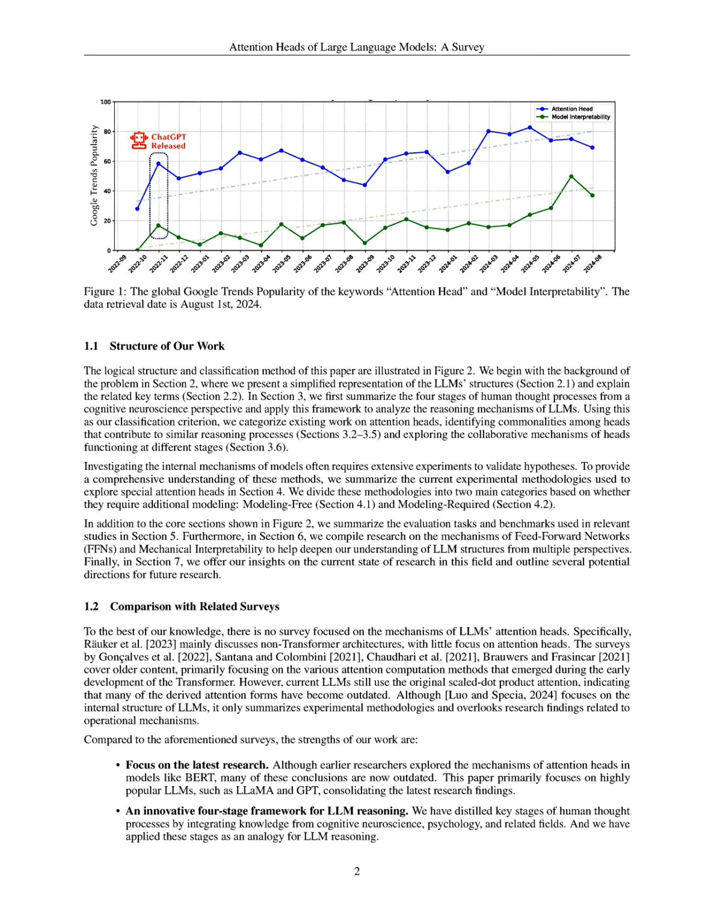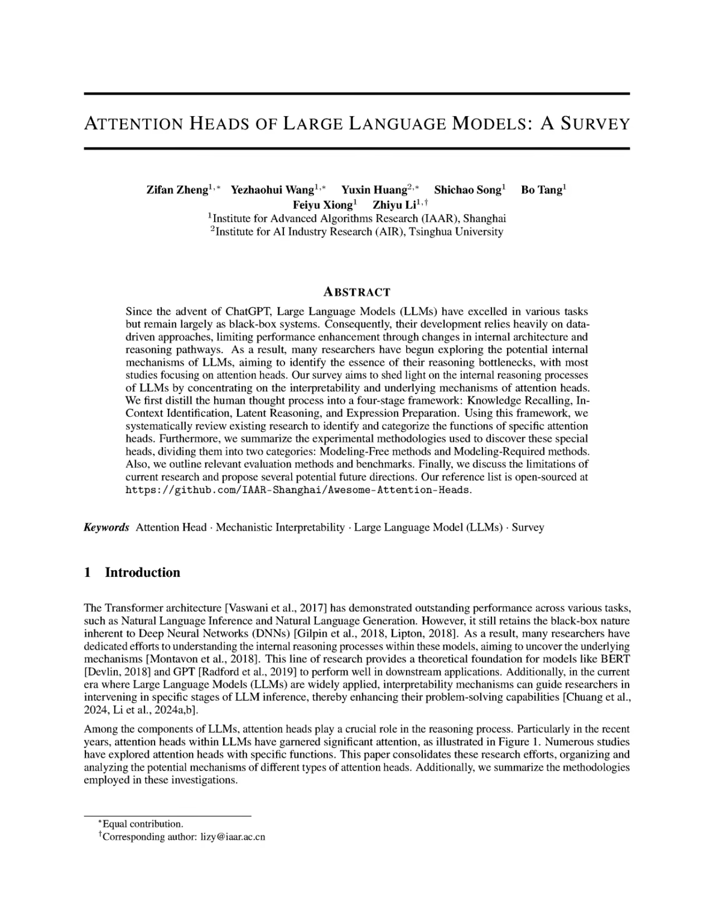Our method addresses the challenge of understanding the specific functions and collaborative mechanisms of attention heads within large language models, LLMs, by categorizing them based on a novel four-stage framework derived from human cognitive processes. This framework allows us to classify attention heads according to their roles in knowledge recalling, KR, in-context identification, ICI, latent reasoning, LR, and expression preparation, EP, thereby elucidating how these heads interact and contribute to the overall reasoning process.